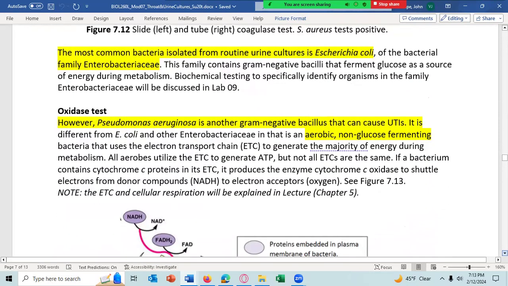The coagulase positive, you'll see clumping. All right, the oxidase test is a test we use to separate out the Pseudomonaceae family from the Enterobacteriaceae family. The Pseudomonaceae are oxidase positive, the Enterobacteriaceae are oxidase negative. Both the Pseudomonas and the Enterobacteriaceae can cause urinary tract infections.